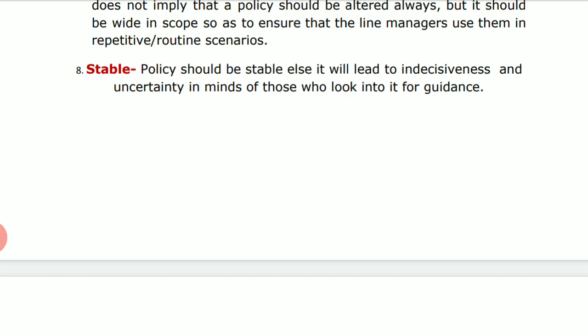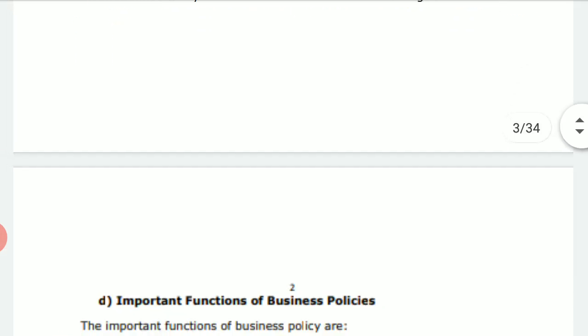Next comes up, policy should be stable, or else it will lead to indecisiveness and uncertainty in the minds of those who look for guidance. That means it has to be stable. If we change the policy again and again, if it is too flexible, it may be misleading, it may lead to indecisiveness. That means the decision-making capacity many a times gets reduced, right?